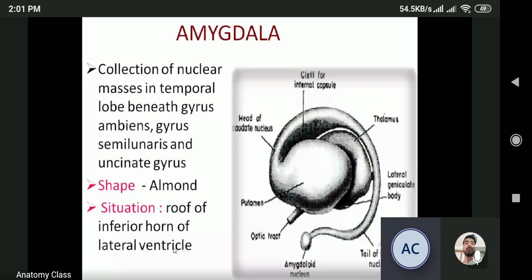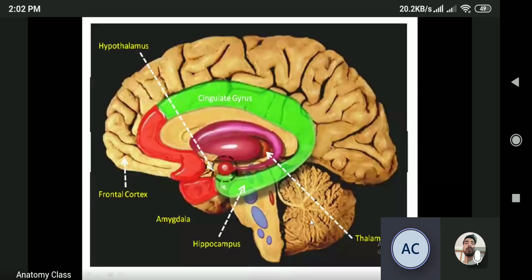Okay, leave it. You will be studying about the ventricular system, and among those, one of the largest is the lateral ventricle with anterior horn, posterior horn, and inferior horn. So this amygdala is present at the roof of the inferior horn of the lateral ventricle. Here, this is the amygdaloid body. And in this picture, this small rounded ovoid structure is the amygdaloid body, which lies just beneath the uncus and gyrus semilunaris.